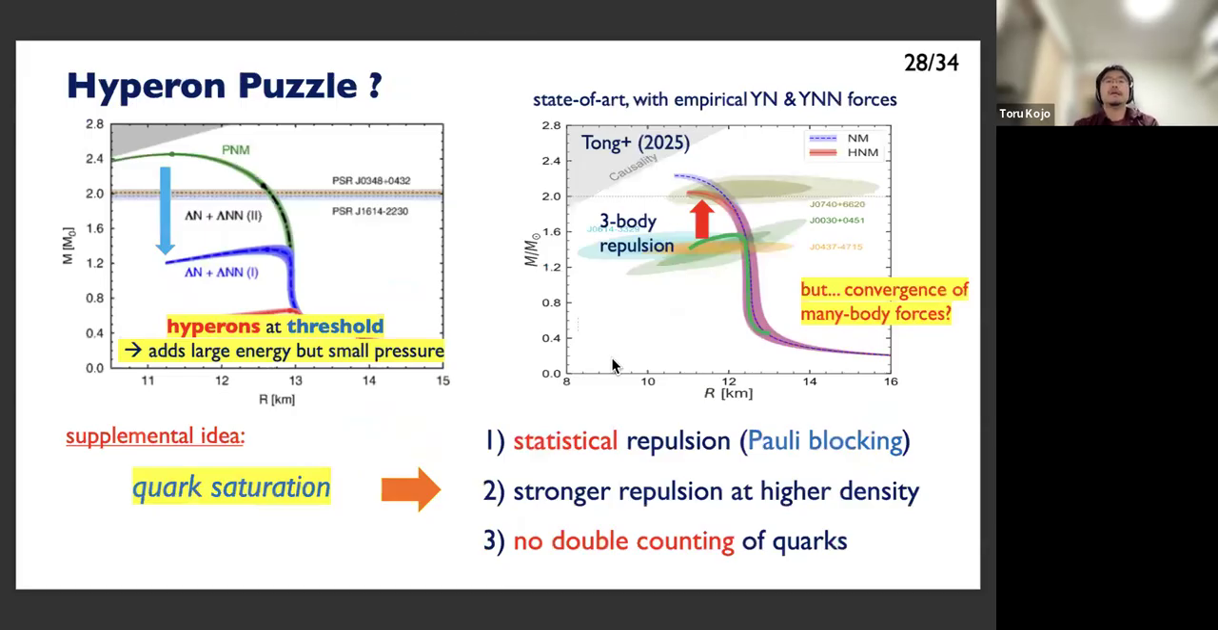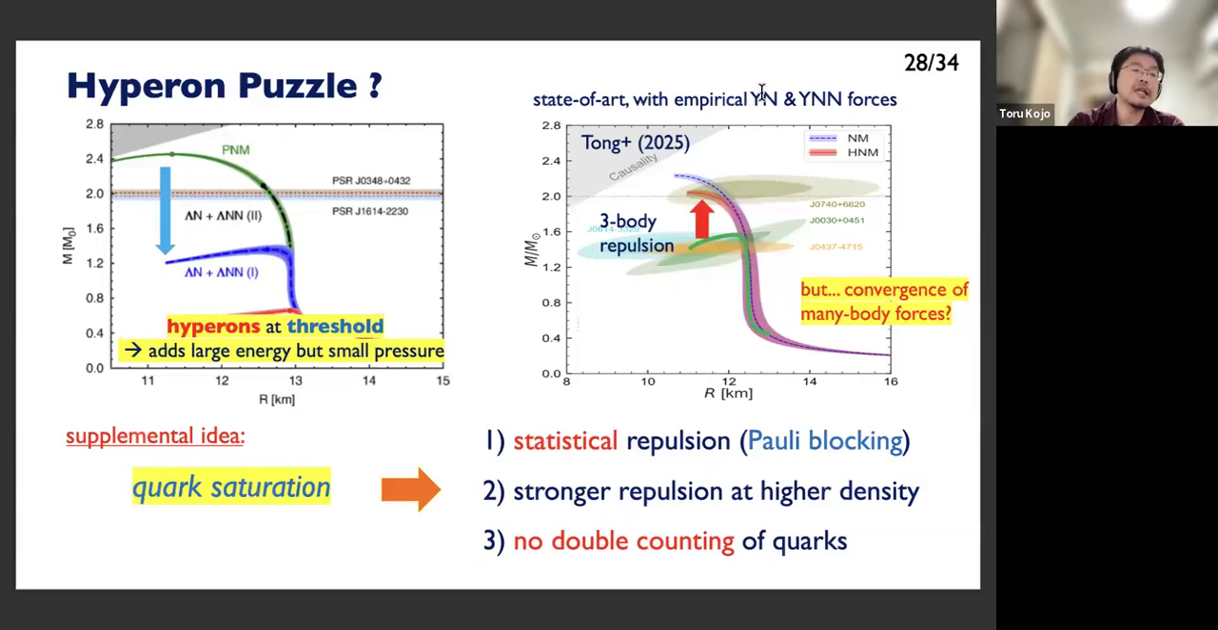So what is the hyperon puzzle? The hyperon puzzle is a softening of the equation of state. Whenever hyperons appear, at the onset of the hyperon threshold, they first appear as non-relativistic particles. Therefore they have large energy density through the mass, but they do not have kinetic energy, so they give just a small pressure. Therefore the equation of state radically softens. So this is the problem.